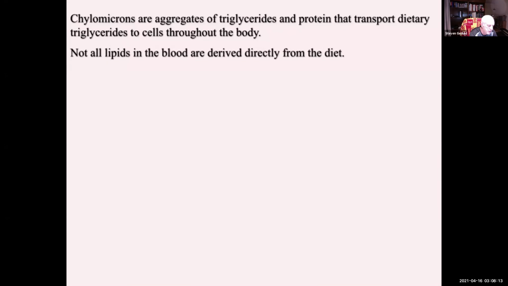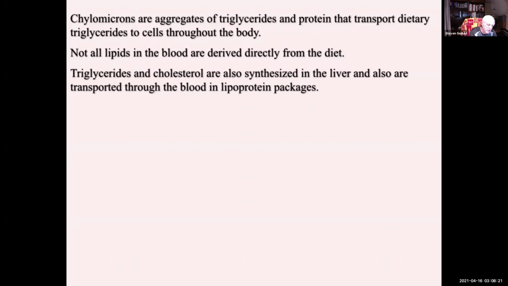Not all lipids in the blood are derived directly from the diet. Triglycerides and cholesterol are also synthesized in the liver. So we make our own cholesterol and triglycerides. And they are also transported through the blood in lipoprotein packages that are made.